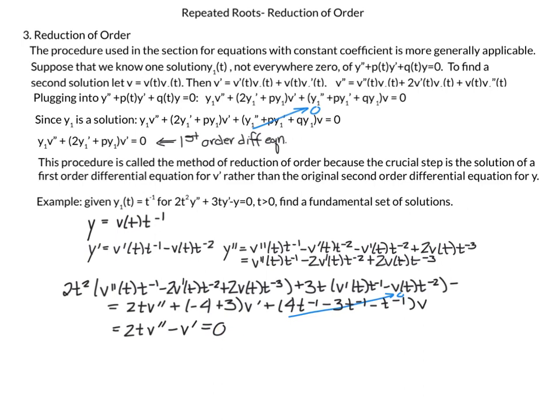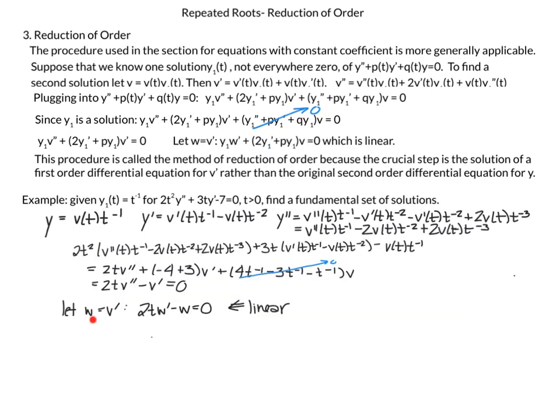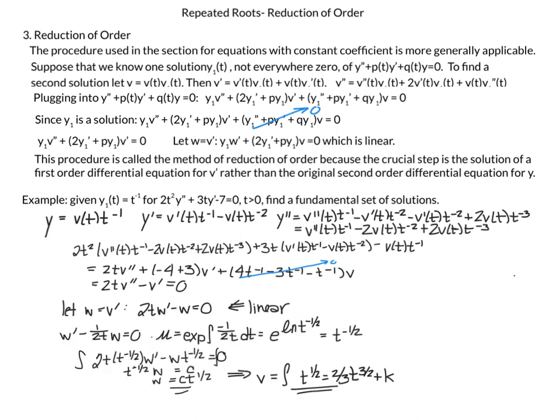I told you we were going to do a substitution of variables. In particular, we are going to let w equal v prime. So now this equation is going to become 2t w prime minus w equals 0, which is clearly linear. We know how to solve first order linear equations because we remember what we did a few weeks ago. And if we don't, we're going to review it.